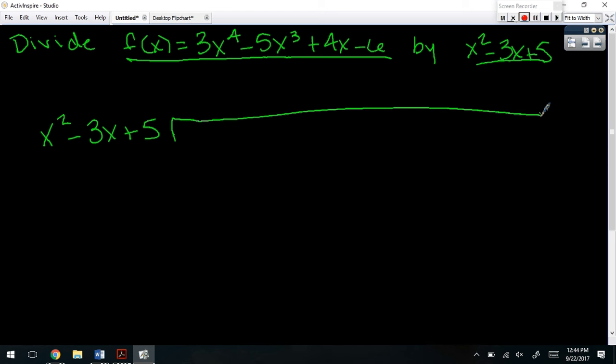I'm going to put my other one. Now be very careful because I must include placeholders here if I need them. So 3x to the 4th minus 5x to the 3rd plus 0x to the 2nd plus 0x, plus 4x minus 6. And I'm set up and ready to go.